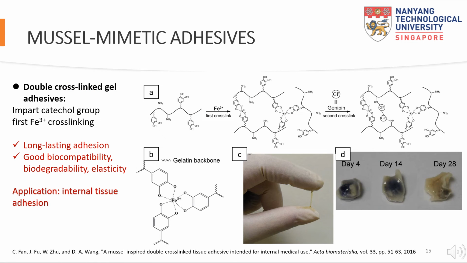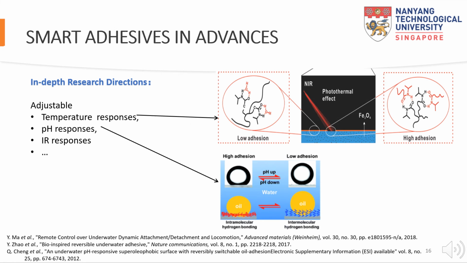Here is a study of a mussel-mimetic double cross-linked bioadhesive. In this study, dopamine was grafted onto the gelatin backbone to impart the adhesion ability of the catechol group. This triggered cross-linking by complexation of the catechol group and synergized with other cross-linking to ensure long-lasting adhesion with good biocompatibility, biodegradability, and elasticity, to be used for biological internal tissue adhesion and sealing. To summarize, progress has now been achieved in the research of smart mussel adhesives with adjustable temperature and pH responses, which makes them valuable for a wider engineering field.